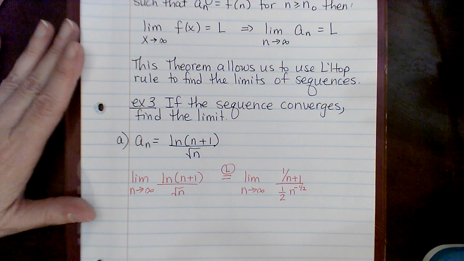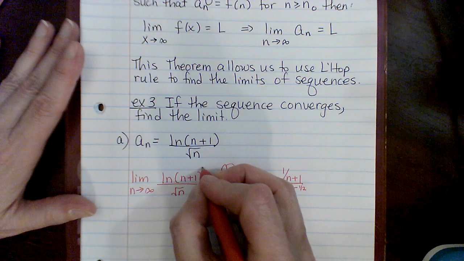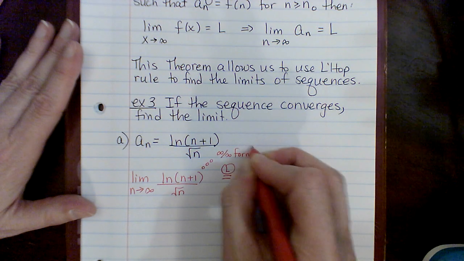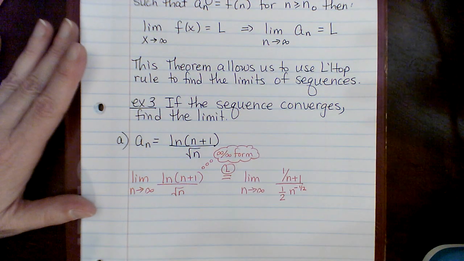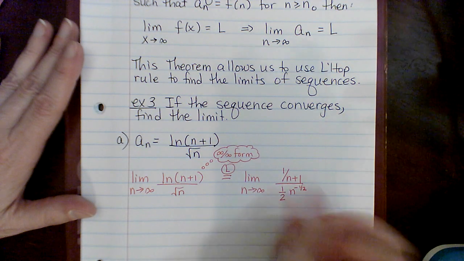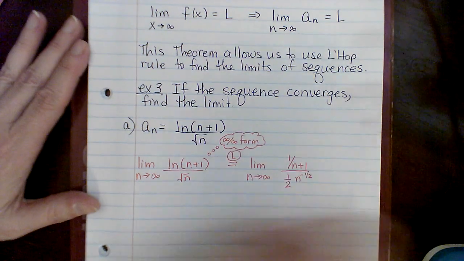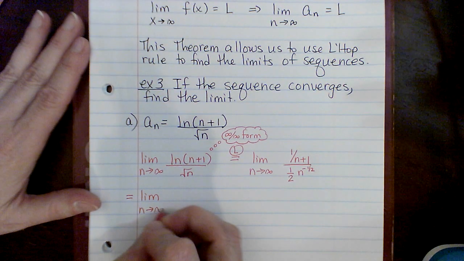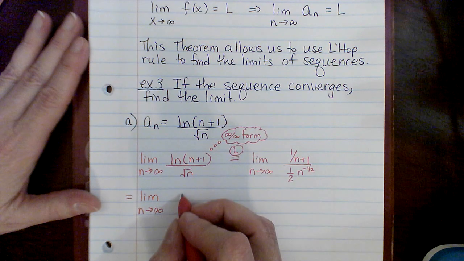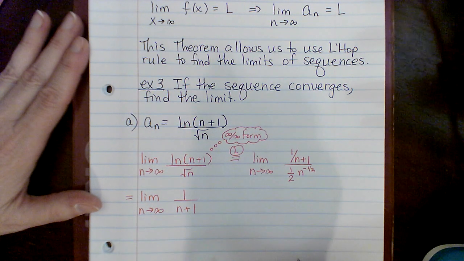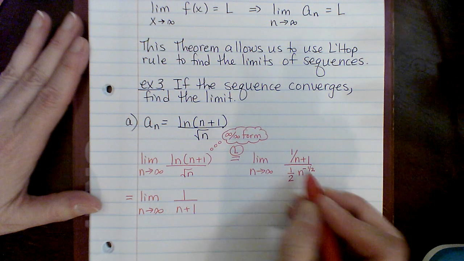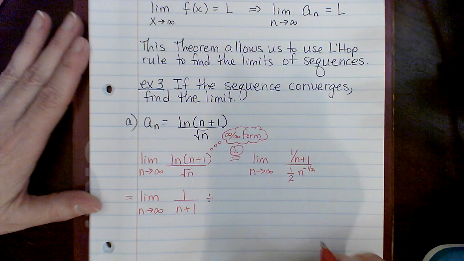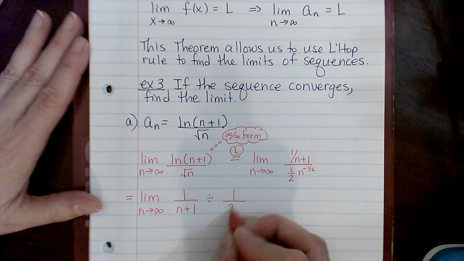So I'm going to clean that up a little bit here. And also I didn't really write that, I just said it, but I probably should write why I was able to use L'Hopital there. Okay, let's clean this up because this is messy. So this is going to be the limit as n goes to infinity of 1 over n plus 1. Here I'm dividing, because that's what the big fraction bar means. So I'm dividing that by 1 over 2 n to the 1/2.